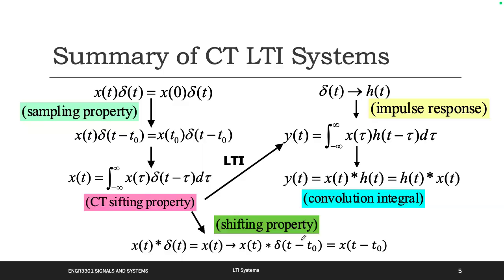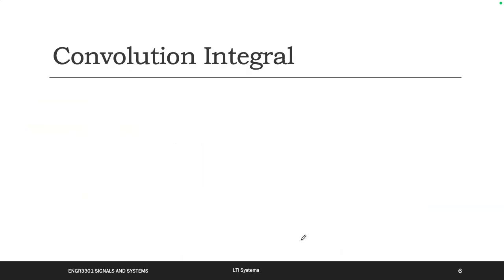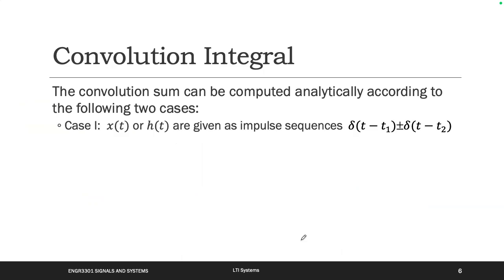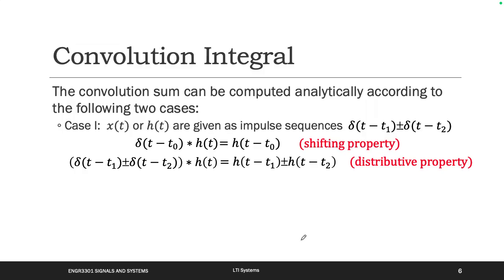We also can use the other properties, the associative, commutative, and distributive properties, to simplify your computation. For the convolution integral, it can also be computed analytically according to the following two cases. The first one is when x(t) or h(t) are given as impulse sequences, very simple like this. Then you can use the shifting and distributive properties.